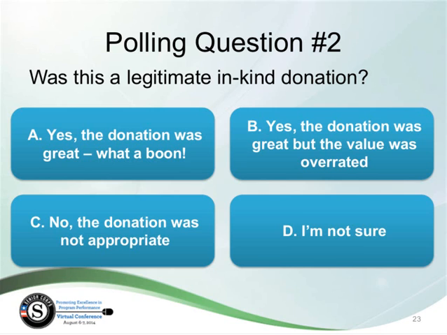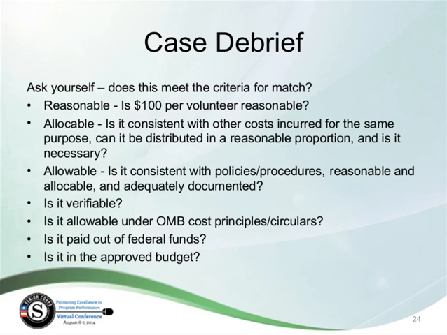So we're going to walk through this scenario. First, ask yourself, does this meet the criteria for a match? Is it reasonable? Is $100 per volunteer a reasonable donation recognition item? How can you allocate that expense to the grant? Is it allowable? Is it verifiable? Is it allowable under the OMB cost principles? And is it paid out of federal funds? Is it in the approved budget?